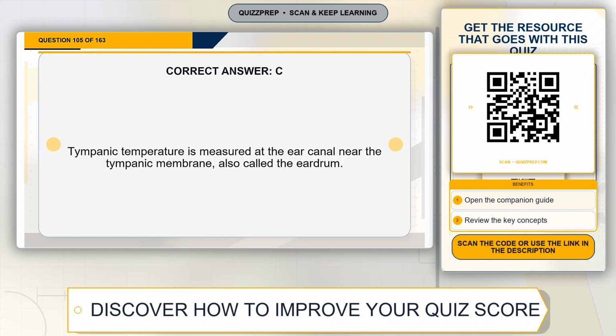Explanation. Tympanic temperature is measured at the ear canal near the tympanic membrane, also called the eardrum.